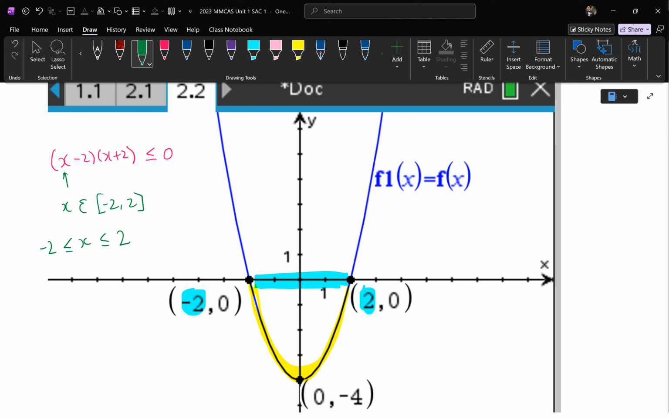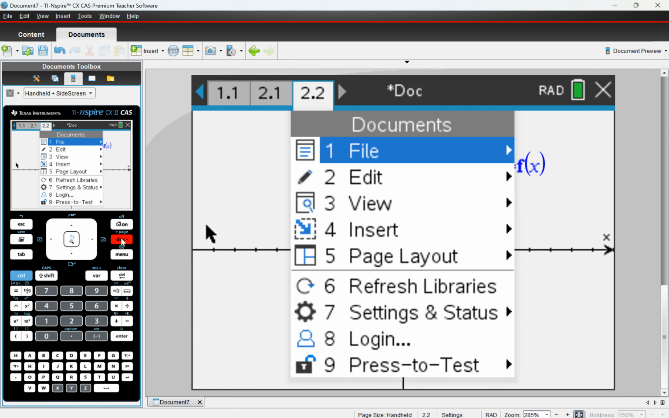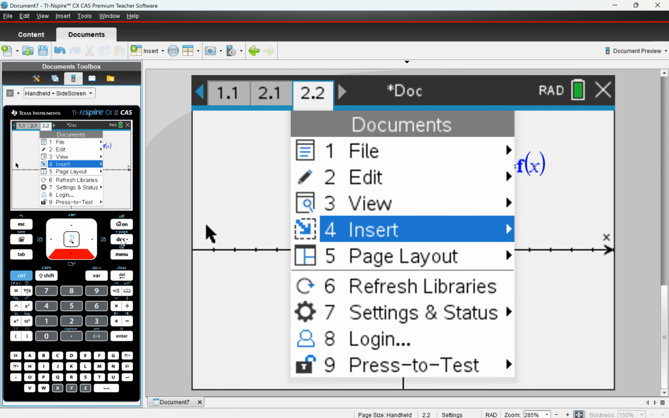Same thing on your CAS. I want you to add a new problem because we're on question 3 now. To add a new problem, how do we do it again? Menu 4-1. Document, insert, so number 4, so doc 4-1, add a problem. We're going to go to number 3 now, so let's add a calculator. So I'm on 3.1 now.